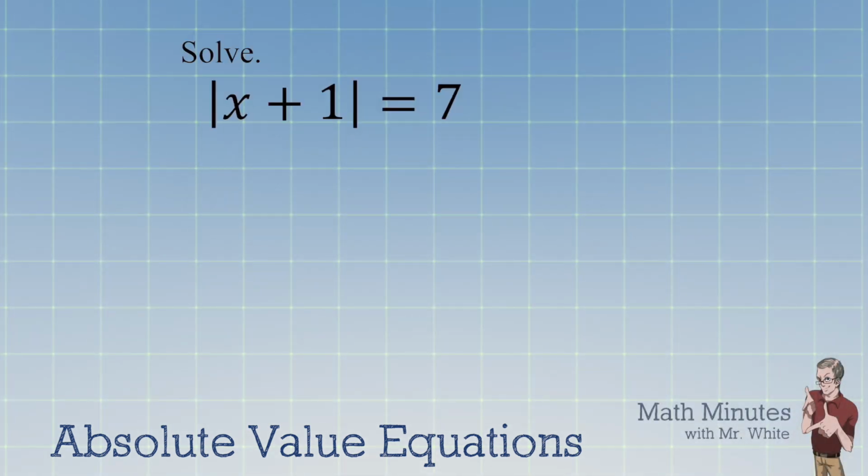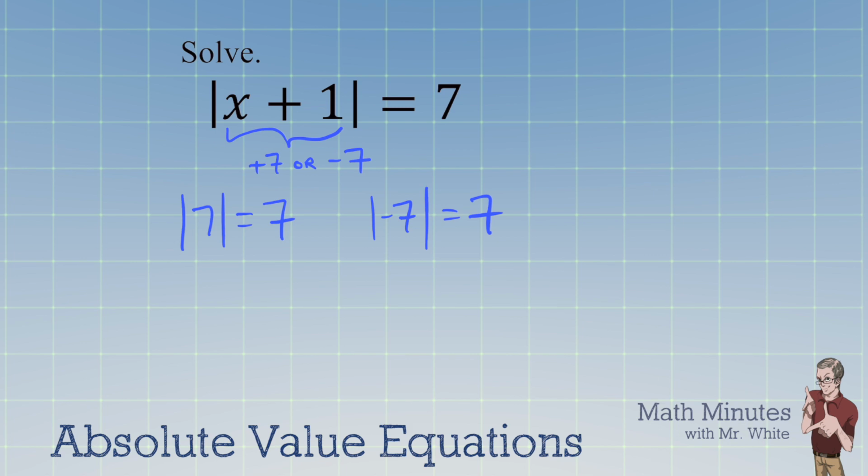Now let's look at a slightly larger absolute value equation. The absolute value of x plus 1 equals 7. Now, if you think about it, this stuff that's on the inside could come out to be positive 7 or negative 7. If either is the case, right, the absolute value of 7 is 7. We said that on the previous page. The absolute value of negative 7 is also 7. So if the stuff in the middle comes out to be that, we will be in good shape.